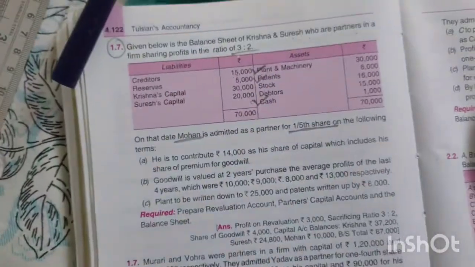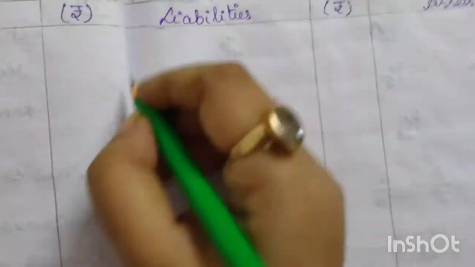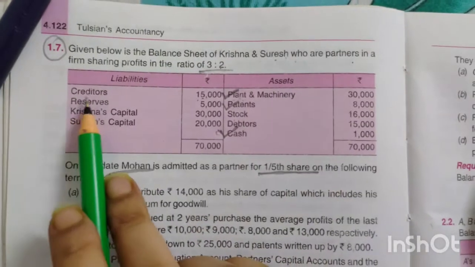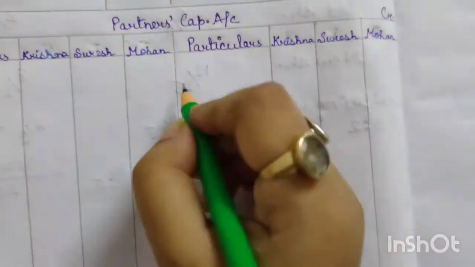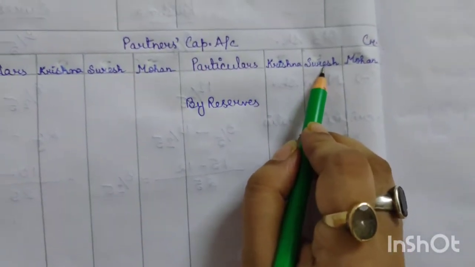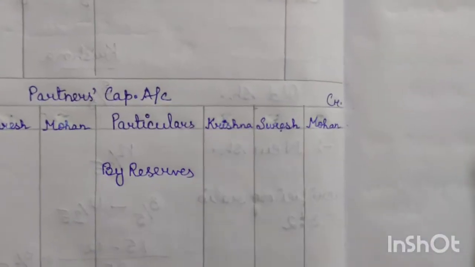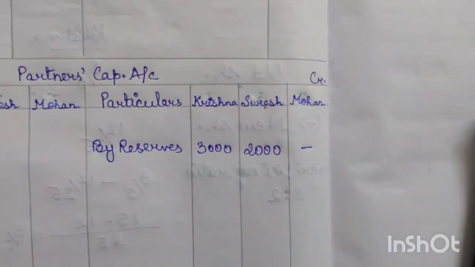Now going back to the question, first we will make all the entries. First on the liability side we have creditors and there is no adjustment. So in liabilities we can write creditors directly, and the balance was 15,000. Then next we have reserves. As we all know, reserves should be shared in the partners' capital account. So in the partners' capital account we will write by reserves. We will share it among Krishna and Suresh in their old profit sharing ratio. The amount was 5,000. If we share according to their old ratio, it will be 3,000 and 2,000.